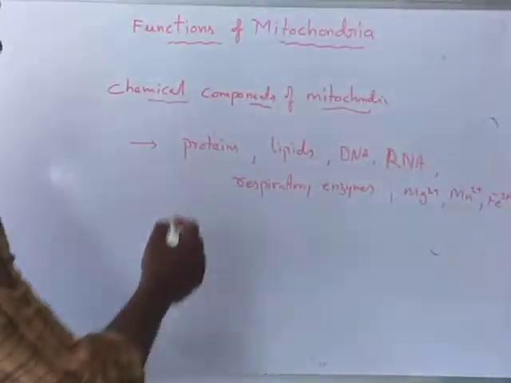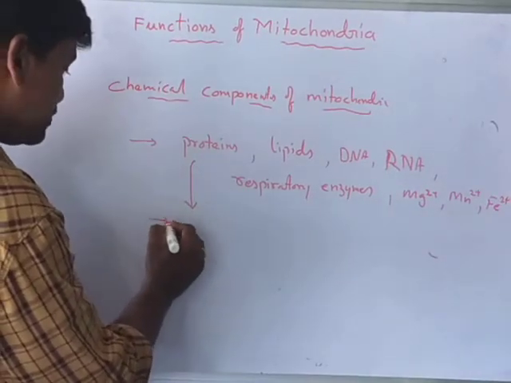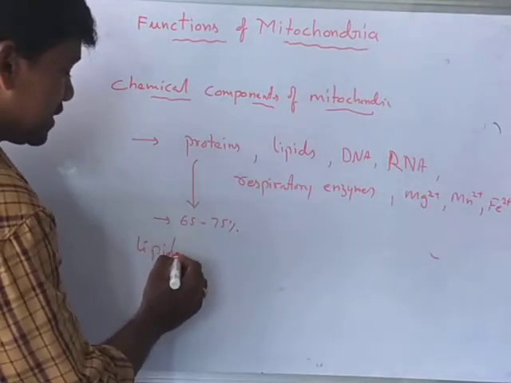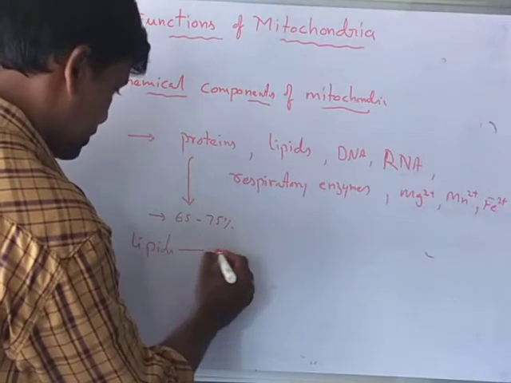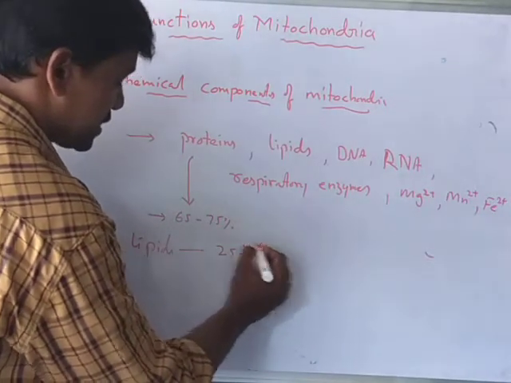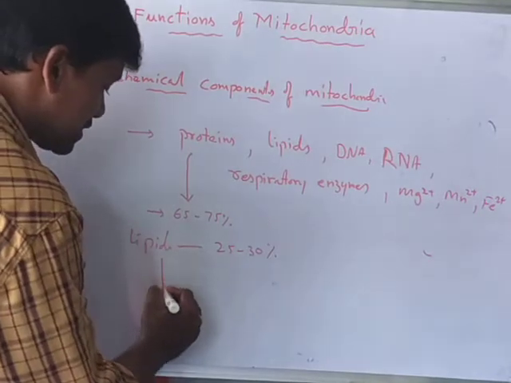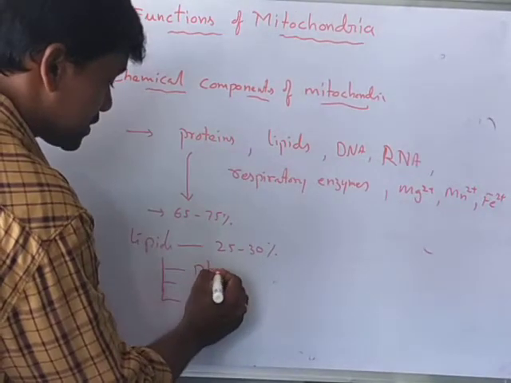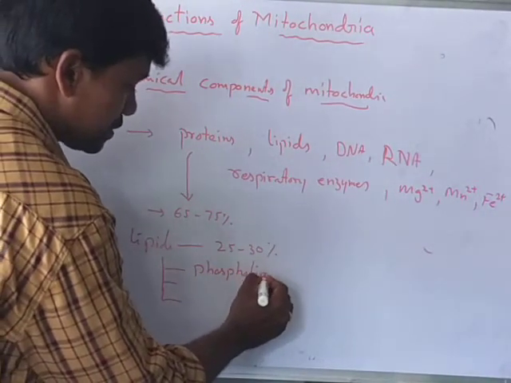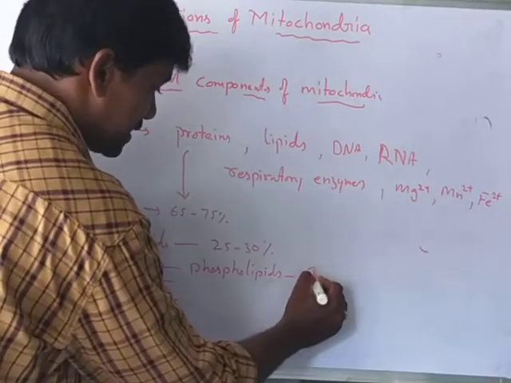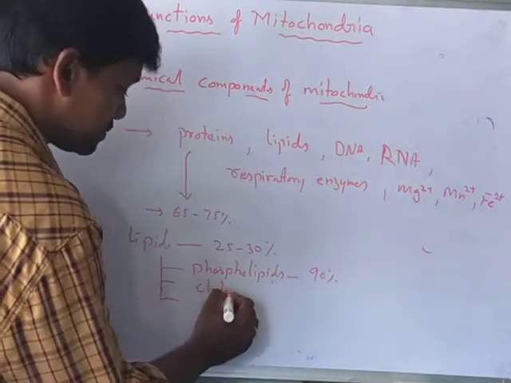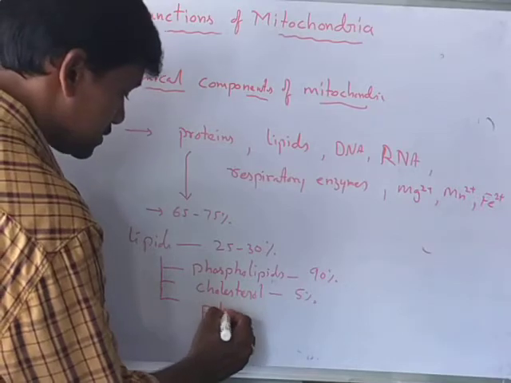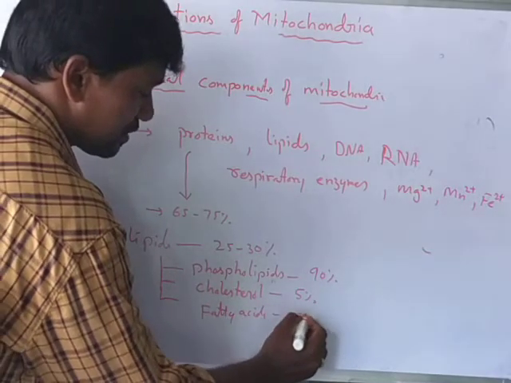Here the proteins are generally 65 to 75%. If you take the lipids, they are present at 25 to 30%. Lipids are classified into 3 types here: phospholipids, which are present at 90%; another is cholesterol, which is 5%; and another is fatty acids, which are 5%.